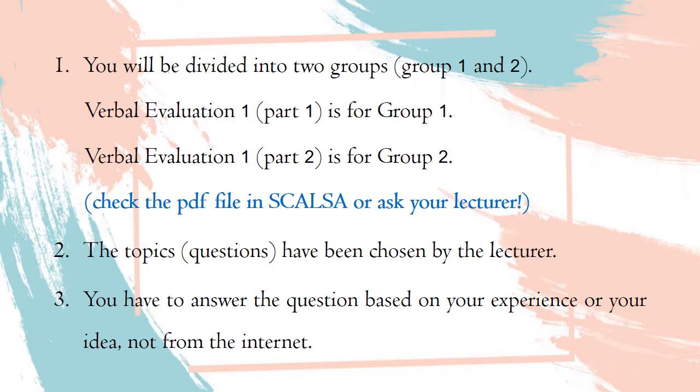You will be divided into two groups, Group 1 and Group 2. Verbal Evaluation 1 Part 1 is for Group 1. Verbal Evaluation 1 Part 2 is for Group 2. Please check the PDF file to see your group and your number in Scalsa, or ask your lecturer.